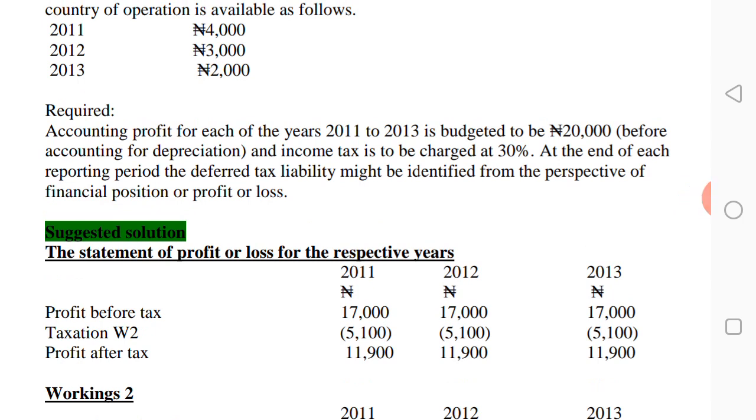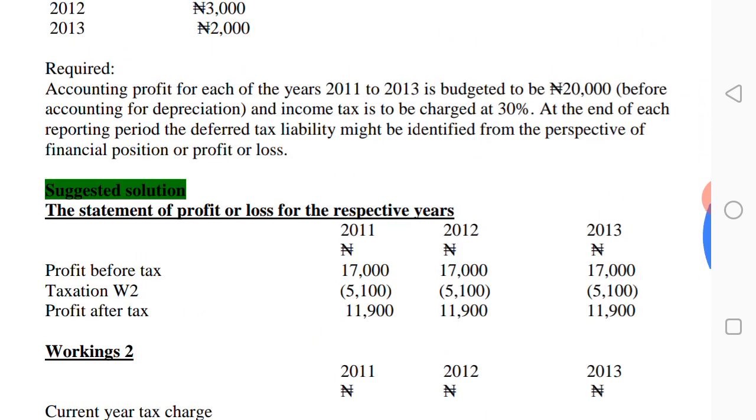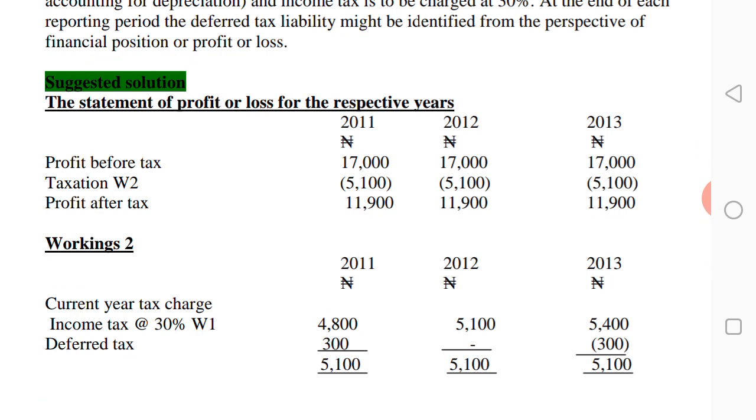At the end of each reporting period, the deferred tax liability might be identified from the perspective of financial position or profit or loss. So you are told that we should calculate the deferred tax liability under 2 perspectives: the profit or loss perspective and the financial position perspective. We should also draw a set of financial statements.